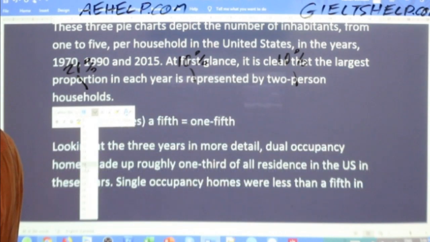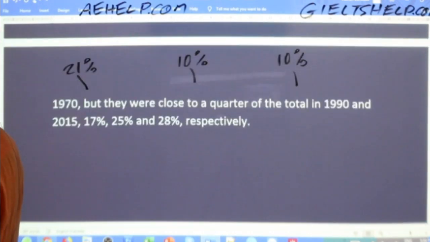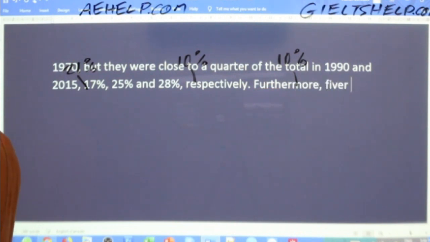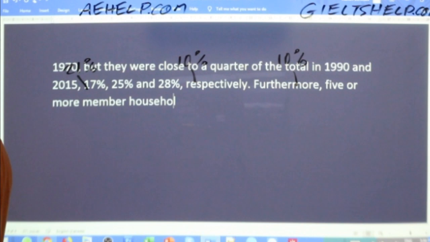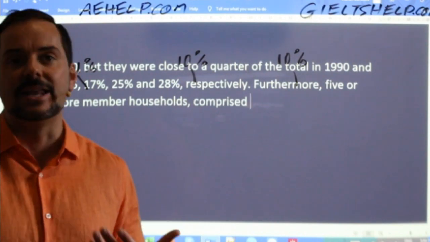Just going to adjust to have some correct font here. Okay. So sure, here I can connect the next one with furthermore. Five or more member households comprised. Okay, there's a nice word for you. Comprised is the single word to write made up.